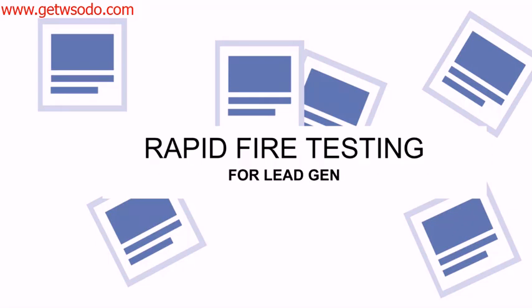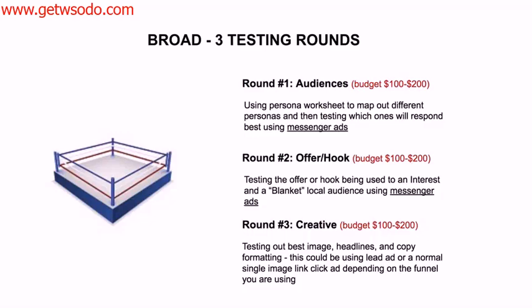Now, the whole premise is that you are validating their audiences, you're validating their offer, and you're validating the creative before you go and build out all of these massive landing page funnels or bot sequences or whatever you're going to be doing for your client. Okay, so the way that it works in lead gen is typically you will have 3 rounds, okay?